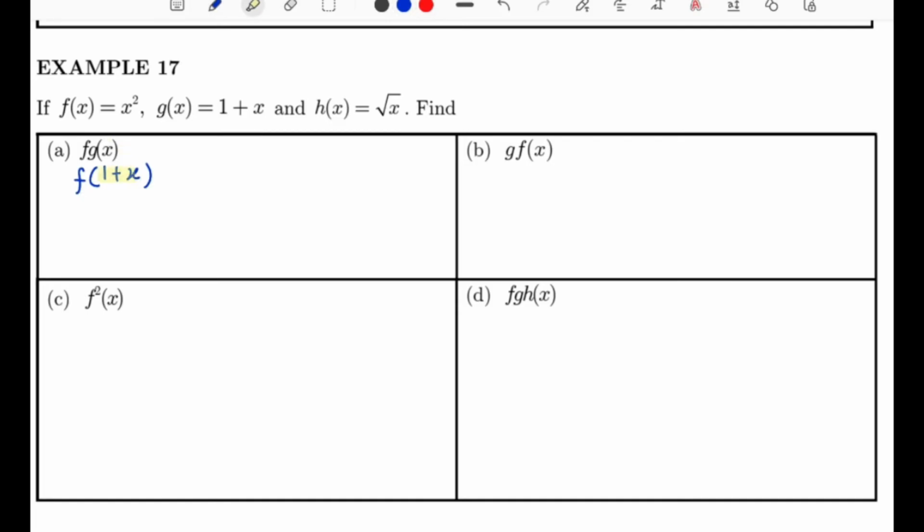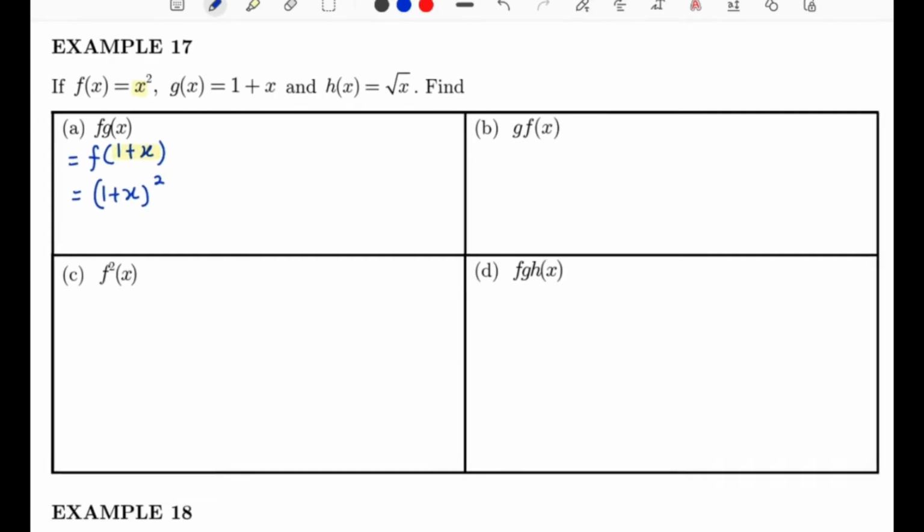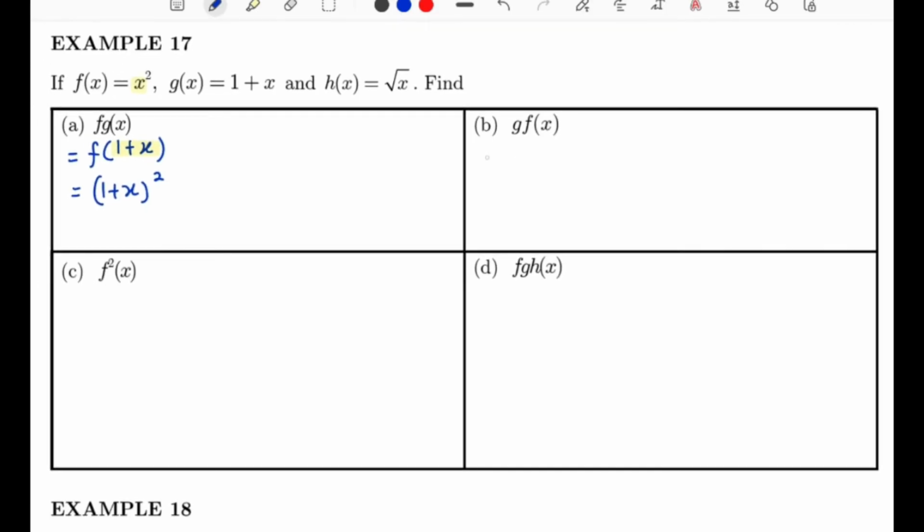So 1 plus x here must be substituted into the x here. So it's going to be (1 + x) squared. B, gf(x). Take the inner function, which is f(x), x squared. Then substitute x squared into g, which is into the x. So 1 plus x squared.